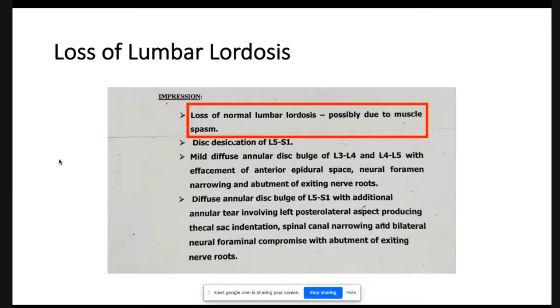You can see the chronological order of the impressions given by the radiologist, which is the most important point here. It may not be disc issues, desiccations, or degenerative changes. What is the most concerning point? The chronological order of the impression also says how the radiologist is addressing this particular disease. So the first point he gives is loss of normal lordosis, possibly due to muscle spasm. So the muscle spasm is the main culprit, which is causing a lot of problems to this particular patient, and we have to address this problem at the earliest. So this is also a clue for our diagnosis.